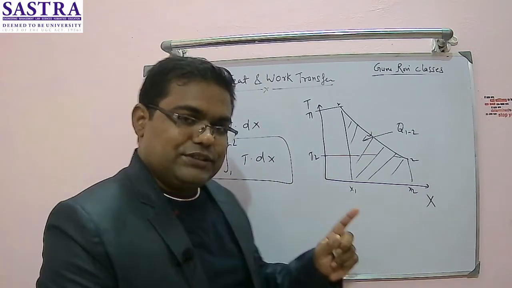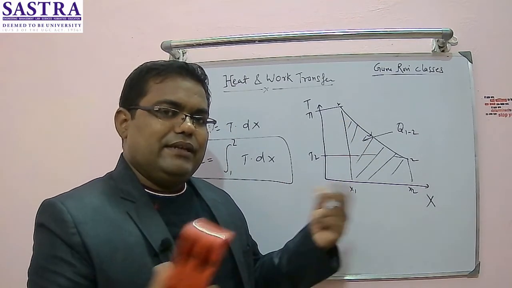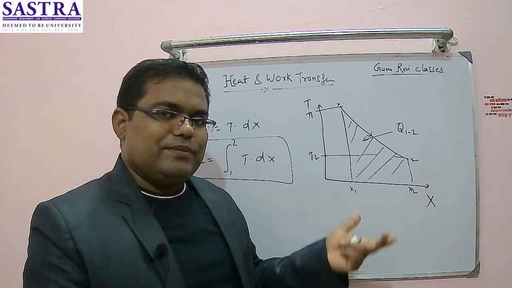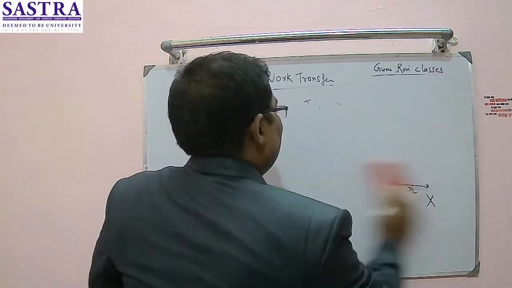So this is a path function, which basically depends on the path of the process. For different kinds of processes, there will be different types of heat transfer, right? The magnitude will differ. Let's go to the next topic, the general equation of heat transfer.